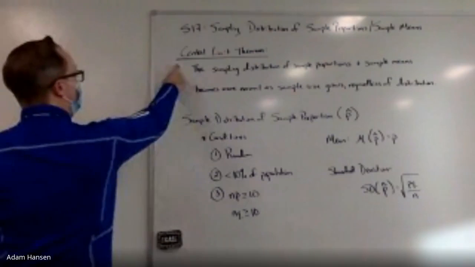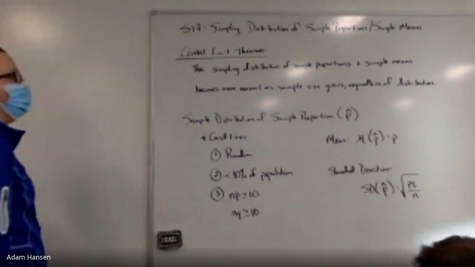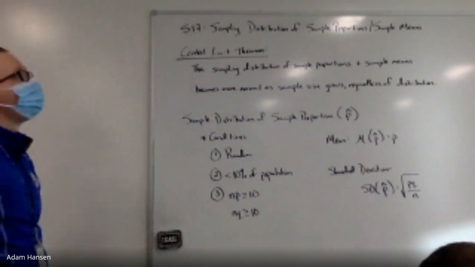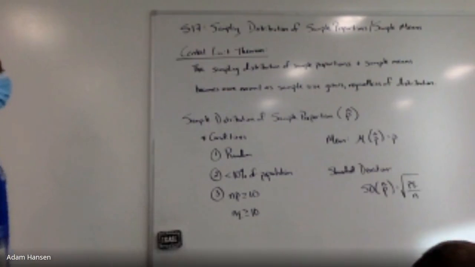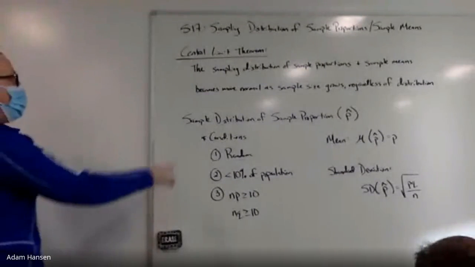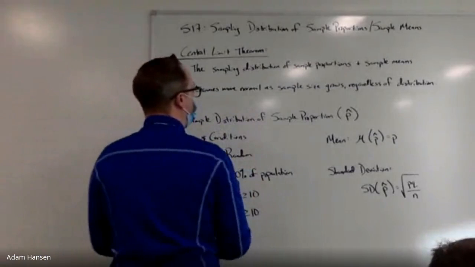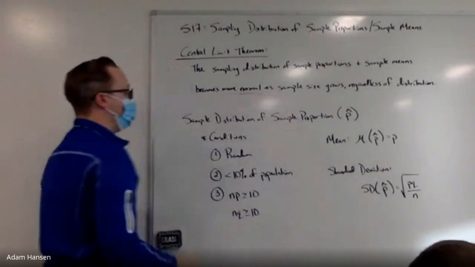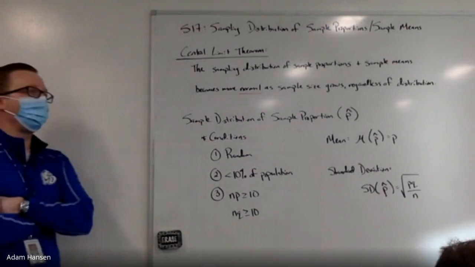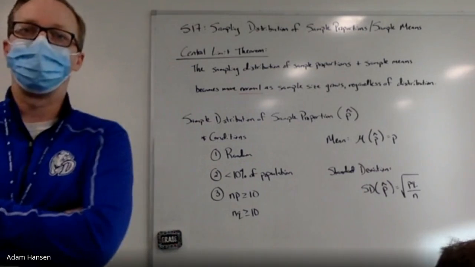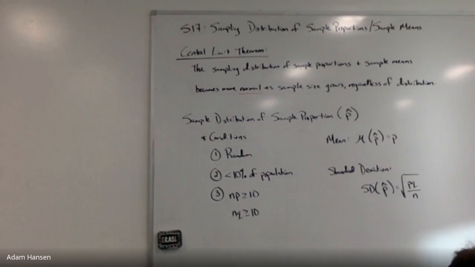The central limit theorem is going to tell us what distribution the distribution of sample proportions and sample means will follow. The sampling distribution of sample proportions and sample means becomes more normal, the normal distribution, as the sample size grows, regardless of how symmetric or skewed that sampling distribution is. The central limit theorem guarantees that we can conduct inference on our samples. It guarantees that our sampling distribution follows a normal approximation.